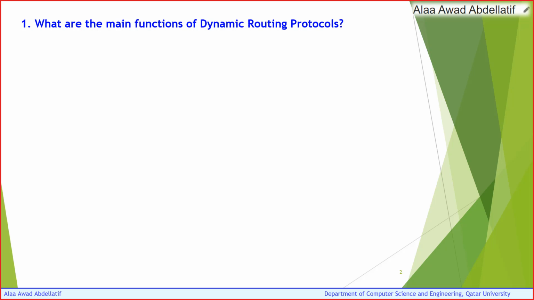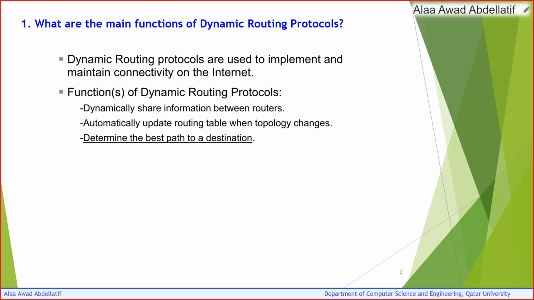This is in the first part, why we studied dynamic routing protocols, or what are the main functions of dynamic routing protocols. Here you can find the answer coming directly from the slides. Dynamic routing protocols are used to maintain or implement connectivity on the internet, or connectivity between different groups of nodes. The main functions are three: first, dynamically share information between routers, to start to exchange information and start building routing tables.